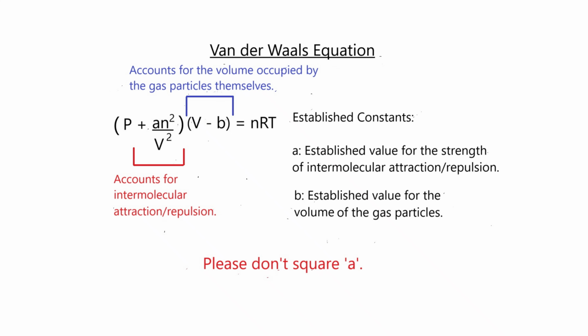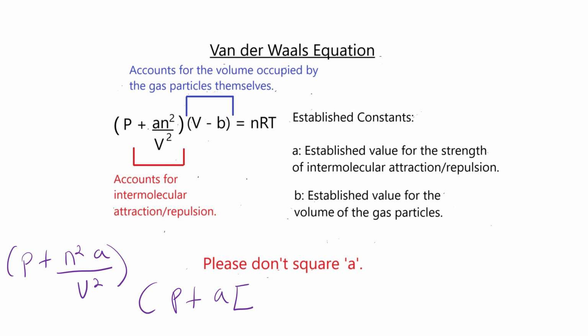Please don't square A. What I mean is that we don't square established constant A when we multiply by the amount in moles on this side of the equation. We only square the amount in moles. So you can have an arrangement where you have P plus N squared times A over V squared. Or you can have an arrangement where you have P plus A, and then in separate braces you have N over V, and then on the outside of the braces you have squared, and then you close the brackets.